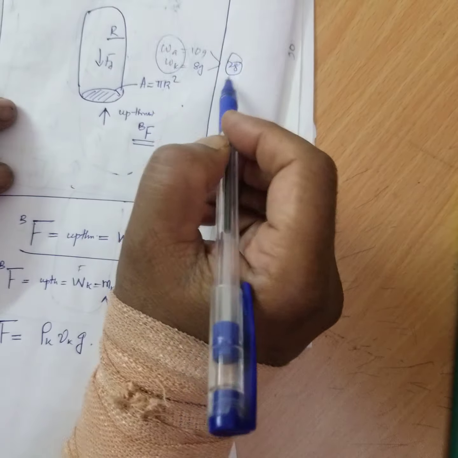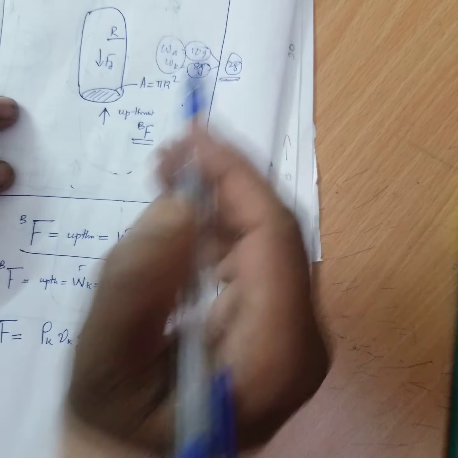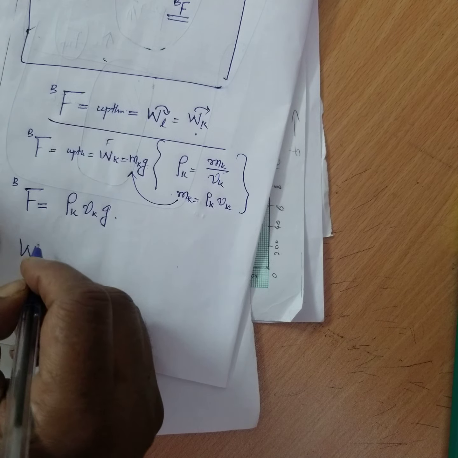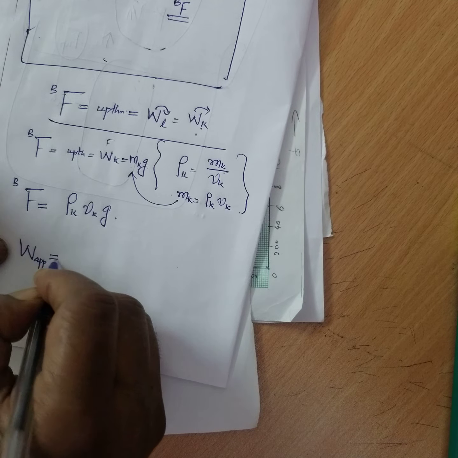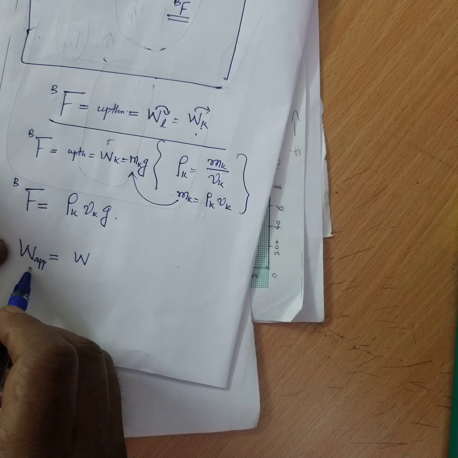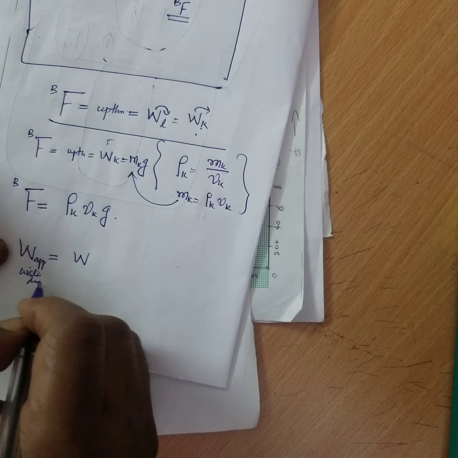Then what is the apparent weight? See, 10 minus 8 is the apparent weight. It is like this. Therefore, what is apparent weight? Apparent weight is equal to the apparent weight of the water drop.